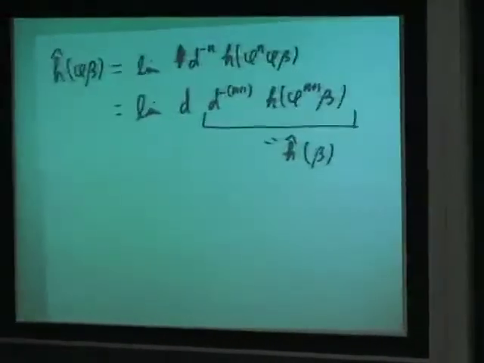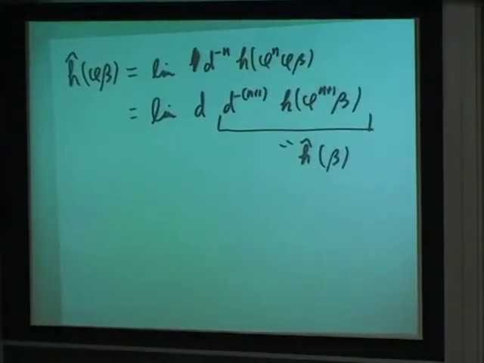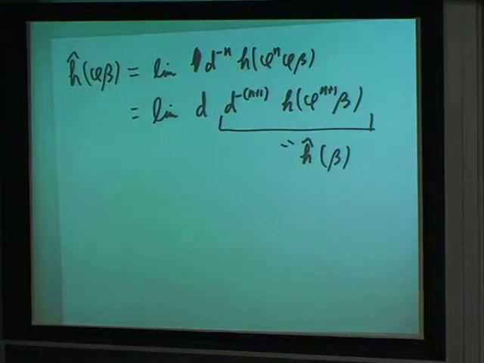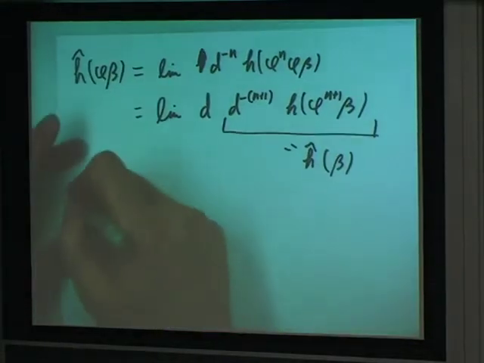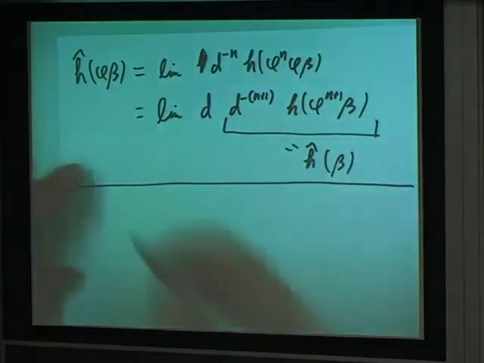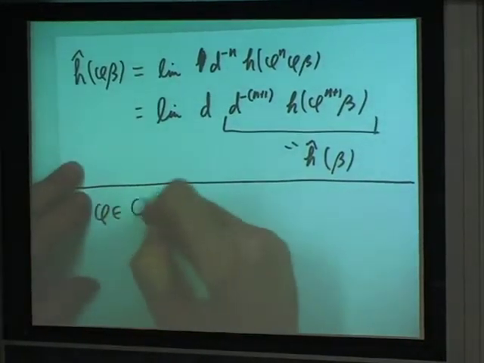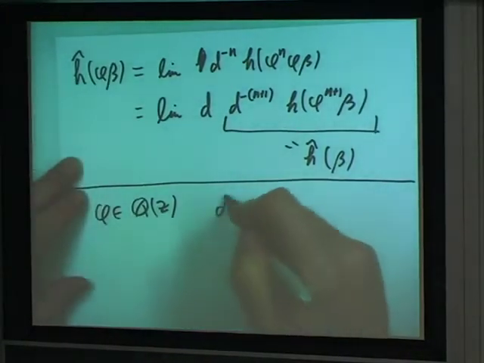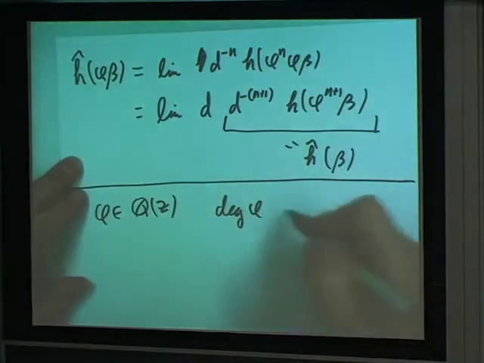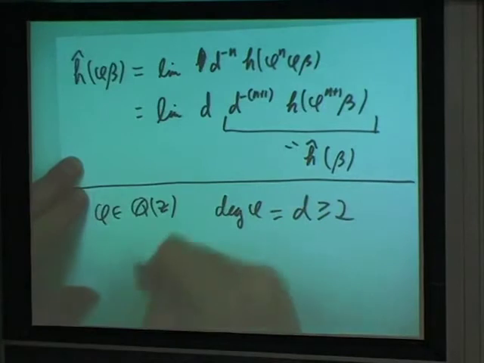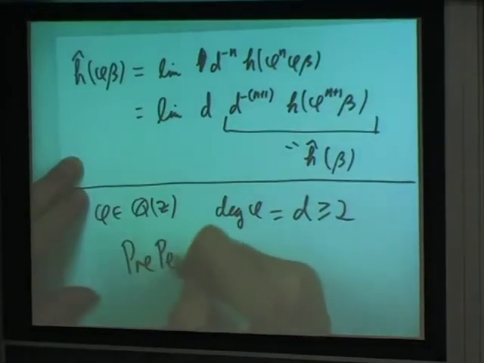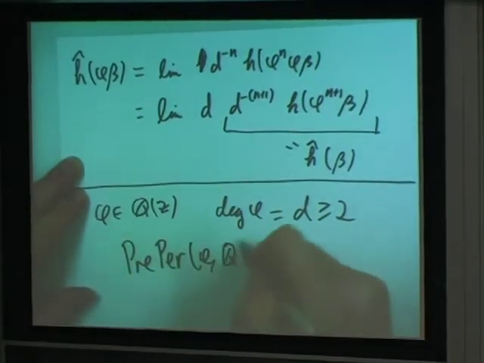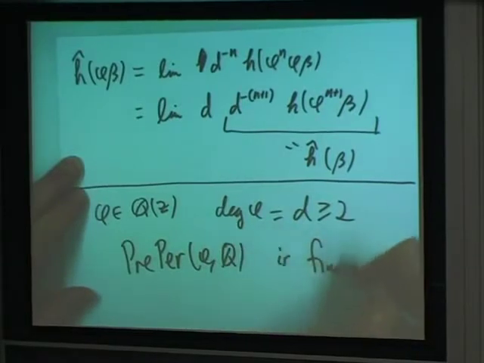Okay. So any questions about any of that? Canonical heights, that all looks good? Okay. So we now know, for example, if I take a rational function, say defined over Q, and the degree of phi is d, at least 2, then the pre-periodic points defined over Q, that's a finite set.